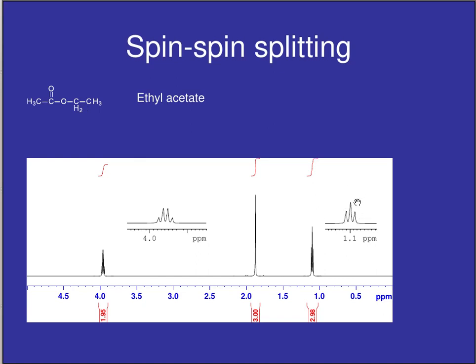It appears as a triplet. We can see from the integration that it is 3 protons, and we can see that this is 2 protons for the CH2. But it's interesting to note that this methyl group here is a triplet, and the CH2 right next to it is a quartet. Those two are interacting with each other in some way, giving rise to the signals that you see.